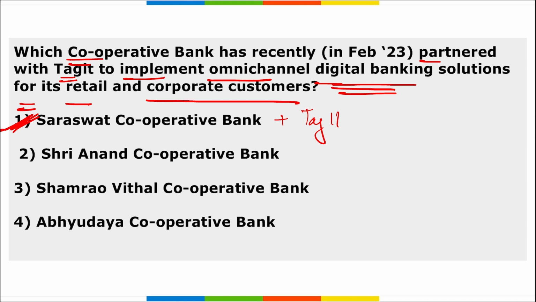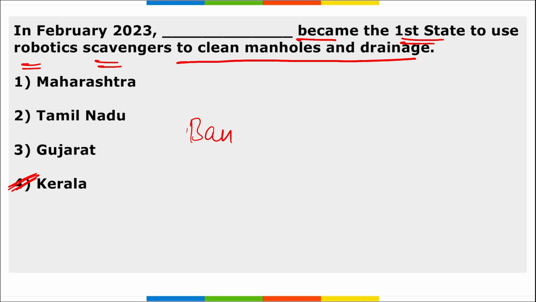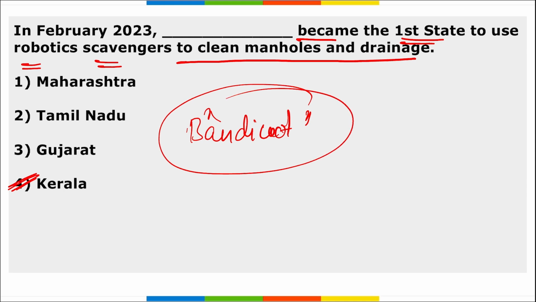of digital services. In February, a state became the first state to use robotic scavengers to clean manholes and drainage. I repeat, which is the state that became the first state to use robots to clean manholes and drainages? It was your Kerala. Important, mark this. And the name of the robotic scavenger is Bandicoot. It was in Thrissur district of Kerala.